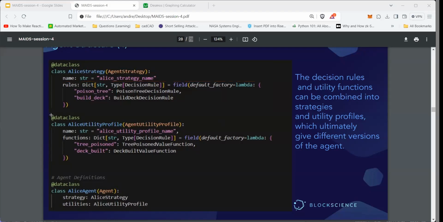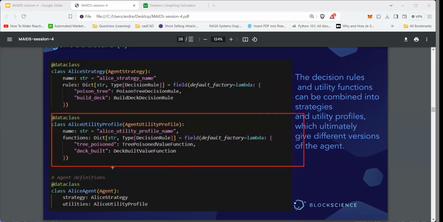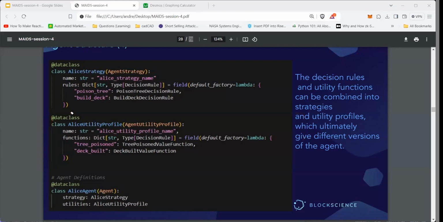Similarly, if we have individual utility functions, we can access those and keep track of them with the ability to combine them in ways that we want. So it might be useful to add here a total utility that combines these in some way. But regardless of whether we calculate it, we have the information that would be needed if we know how the agent values different types of information that come to it. And then an Alice agent is just an Alice strategy and an Alice utility profile.